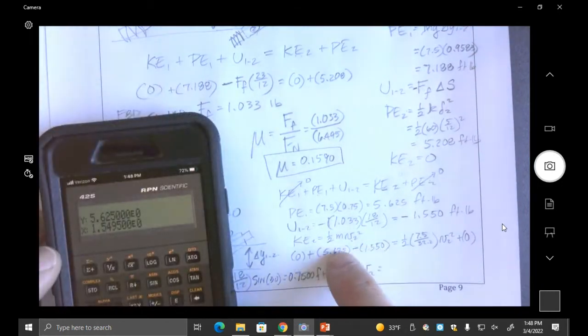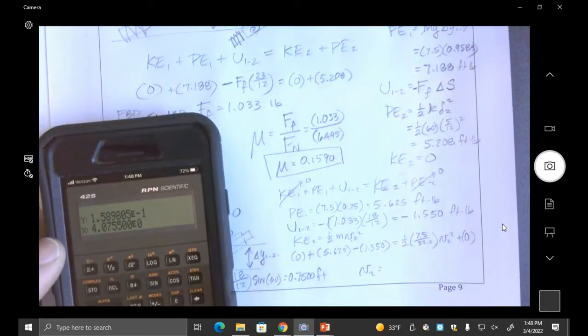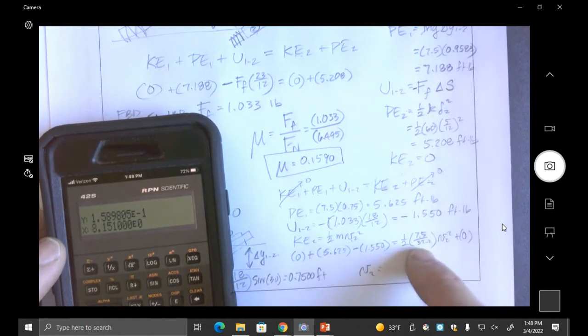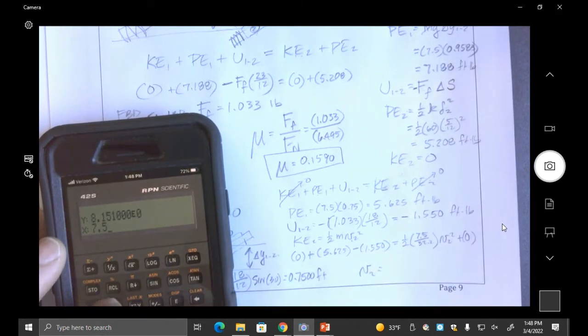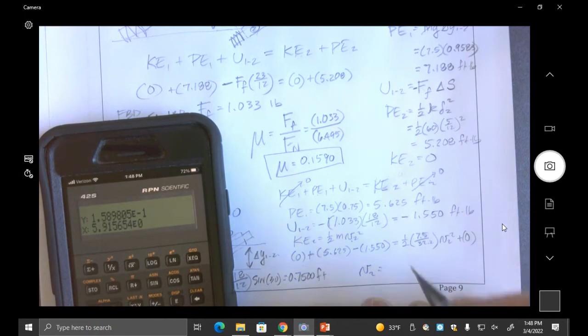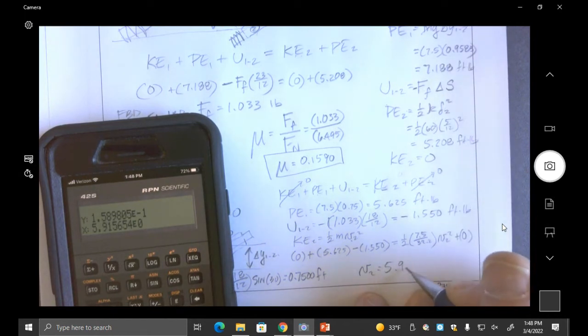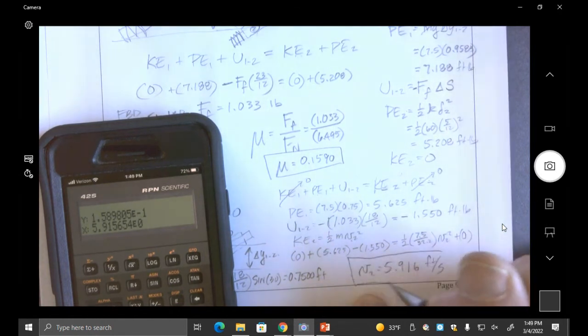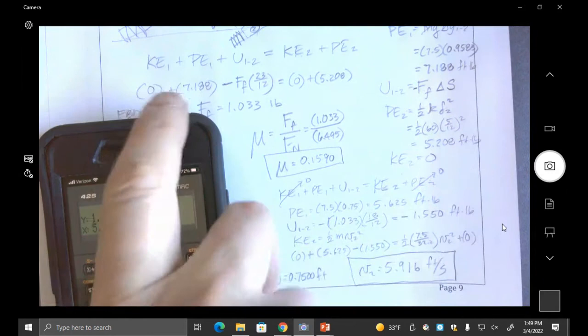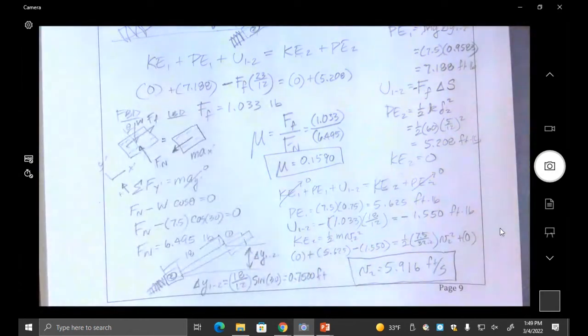So I'll subtract that from that. Multiply by 2. And then 7.5 divided by 32.2. And divide. And now I get to square root it. And do I get 5.916 feet per second? Make sense? You could do this problem.